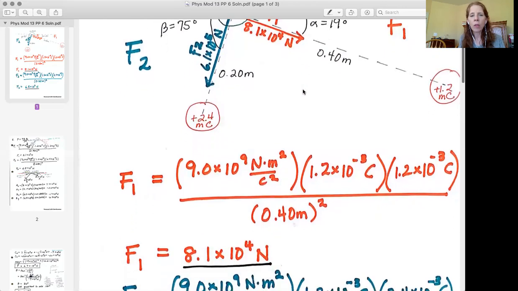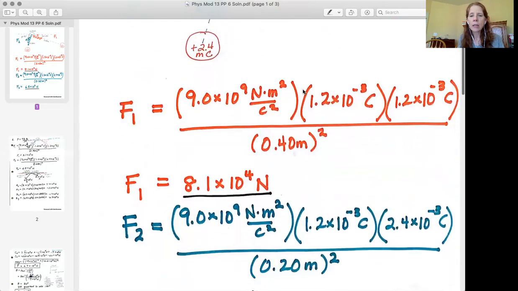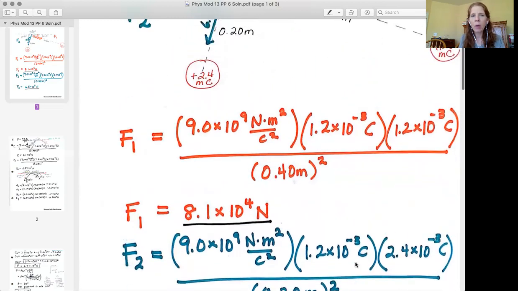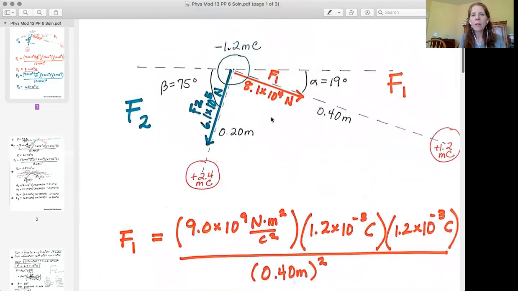Let's go ahead and look at the equation for force 2. Same exact equation. Negative 1.2, and there's the 2.4 positive millicoulomb charge here. We have a radius of 0.2 meters. We end up with a force 2 of 6.5 times 10 to the 5th newtons. Again, this is a negative charge and this is a positive charge. We're asking about how this charge is affected, and of course it would be drawn toward the positive charge. So the force is in this direction. Okay?